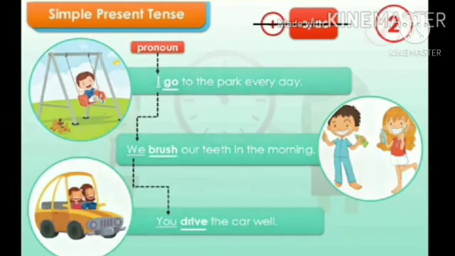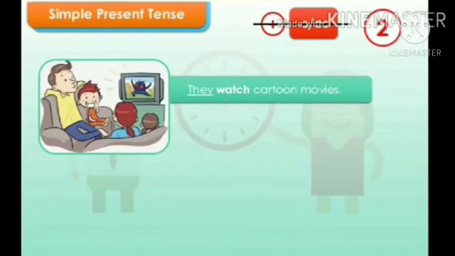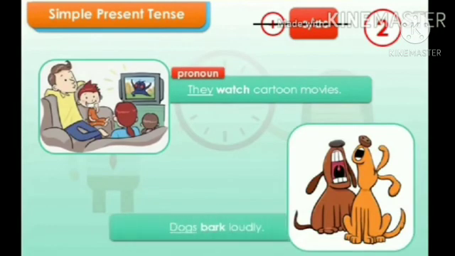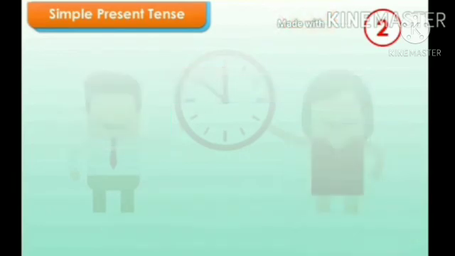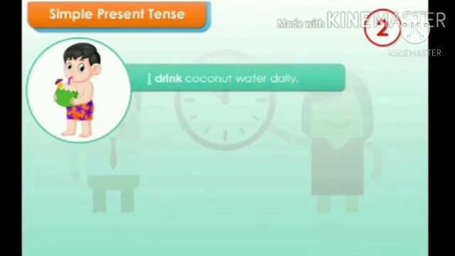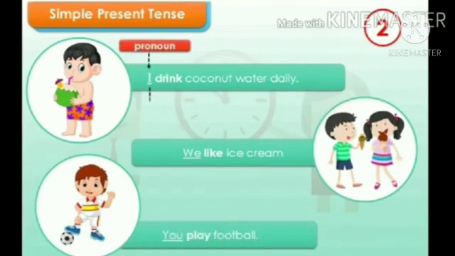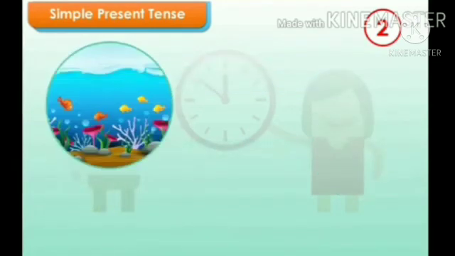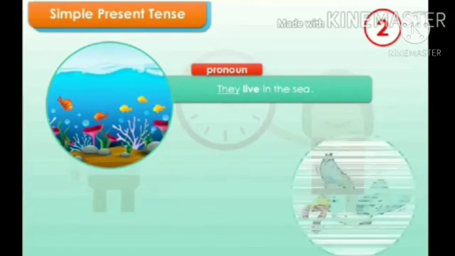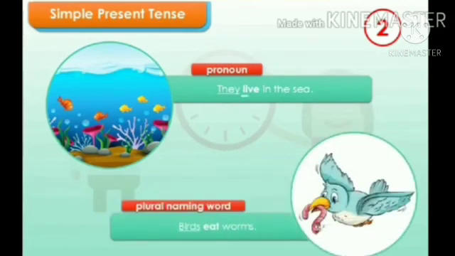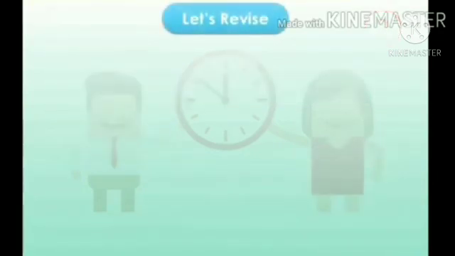Let's see some more examples. They watch cartoon movies. Dogs bark loudly. Here in these examples we have not added s or es to the action words. Let us look at some more examples. I drink coconut water daily. We like ice cream. You play football. They live in the sea. Birds eat worms. I hope you understood about simple present tense.